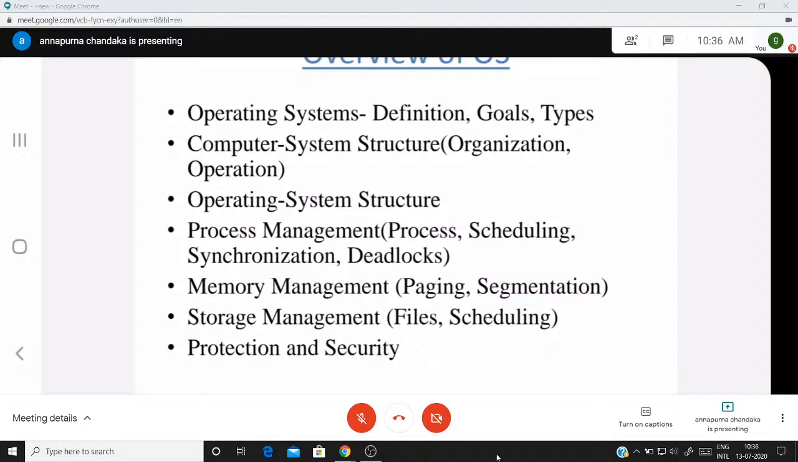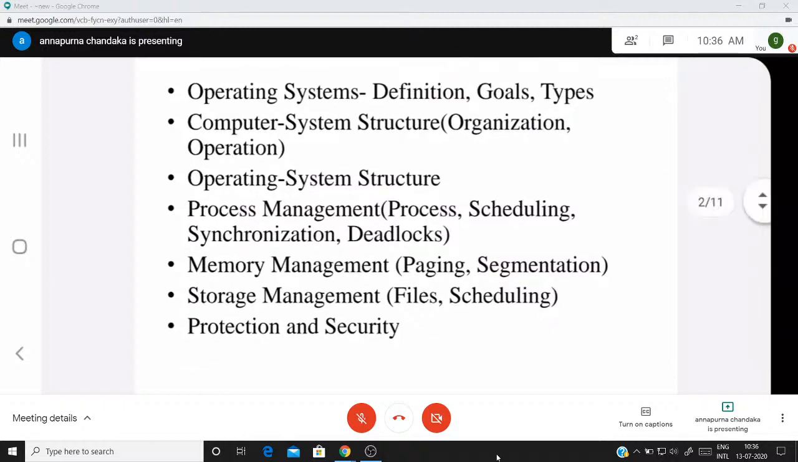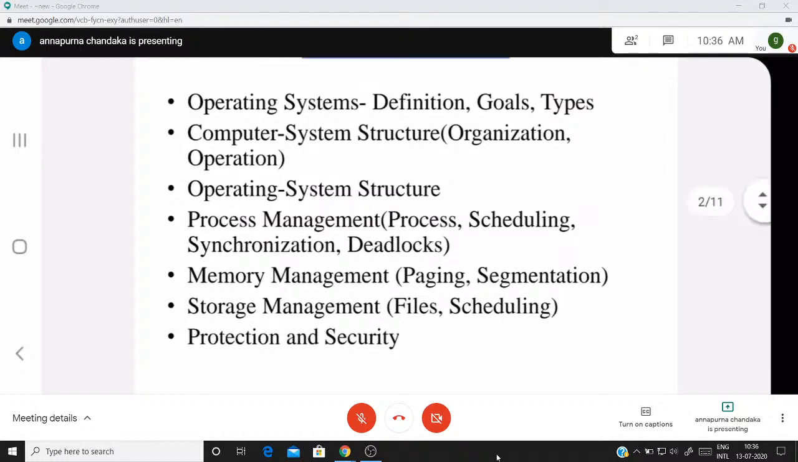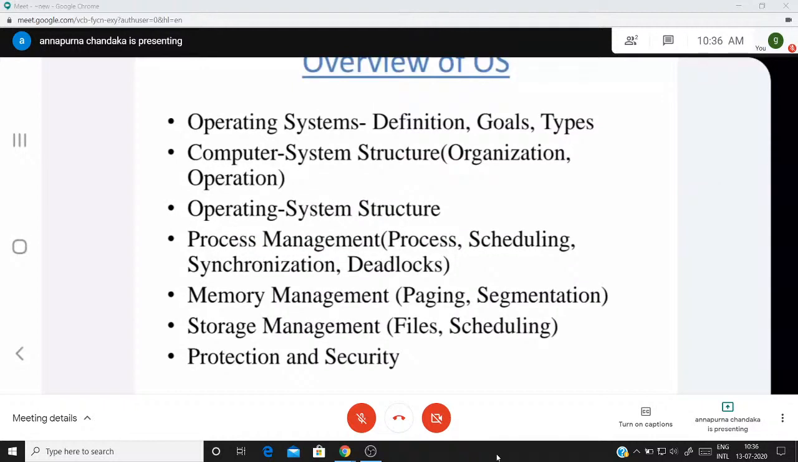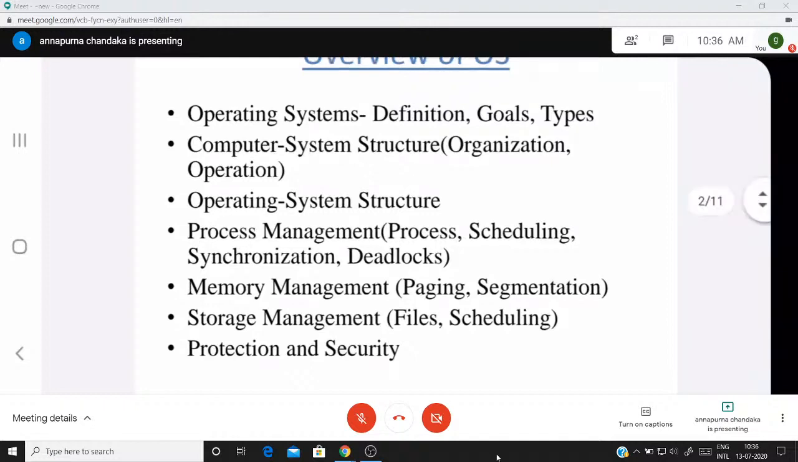And followed by storage management. So what do you mean? Whenever the user wants to keep any particular data permanently, it should be kept on secondary storage devices, that is, a hard disk or a floppy drive, or it may be a CD or something. So whenever you are trying to map any data onto secondary storage devices, how is it going to be managed? Such topics are dealt with in storage management.